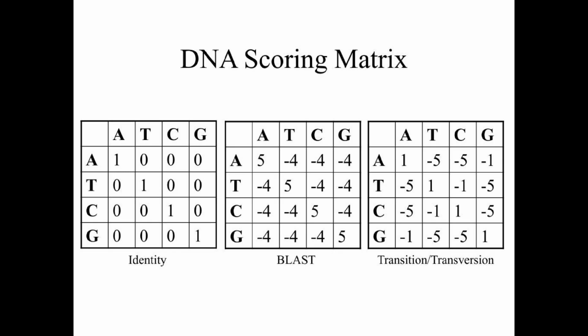There are three different types of DNA scoring matrices. Basic matrices are available: one is the identity matrix, another one is the BLAST matrix, and the third one is the transition transversion matrix. Identity means whether it is similar or not. So whether sequence A matches with B or not. If the nucleotide A is matching with the B, we consider that as identity.